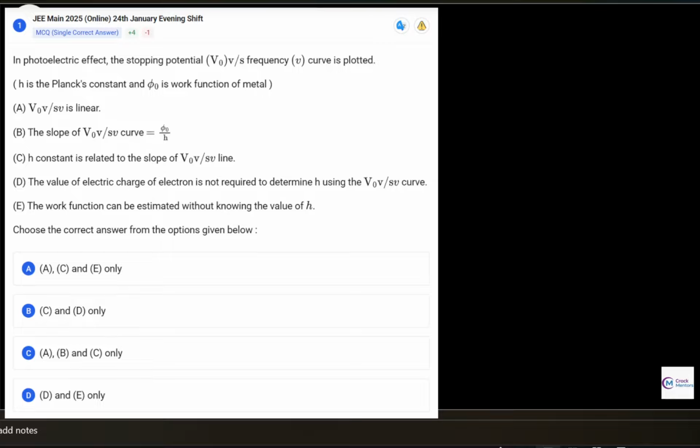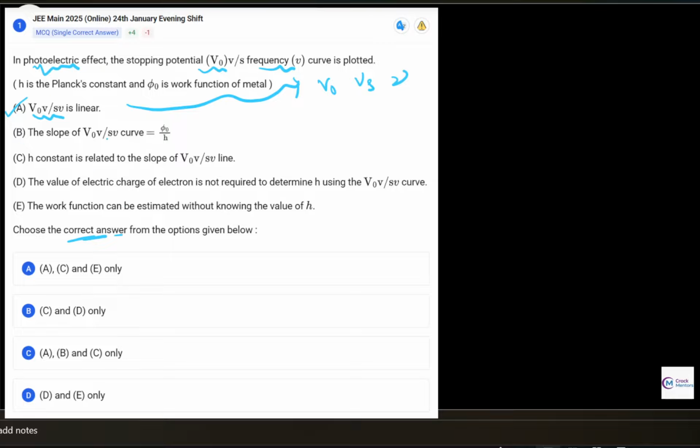This is a previous year question that we have on the photoelectric effect. Just give me some time. In the photoelectric effect, the stopping potential V naught versus frequency curve is plotted. H is the Planck constant, and phi naught is the work function of the metal. Then V naught versus mu is linear. Yes, this is the correct statement that we have. Choose the correct answer. We have to mark the correct answer.